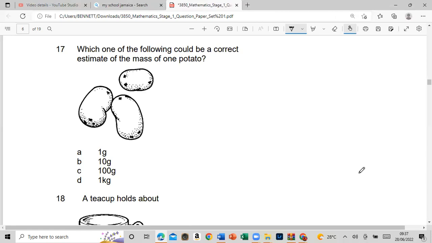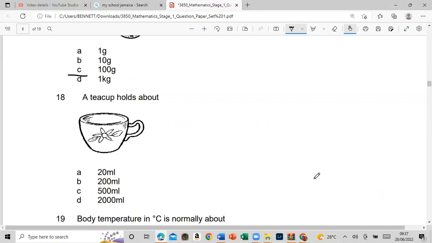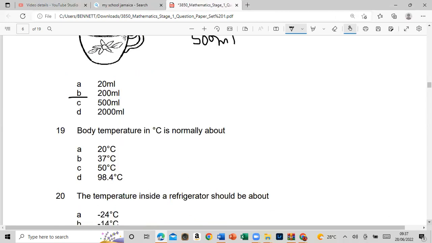Yeah. And that would be 100 gram. 1 kilogram is 2.2 pounds. You know? Suppose it's a really big potato, and then you have a small one. I get that. A teacup holds about 200 milliliters. One Pepsi is 500 or 600 milliliters. So a teacup or less, so that's about 600, about 200.